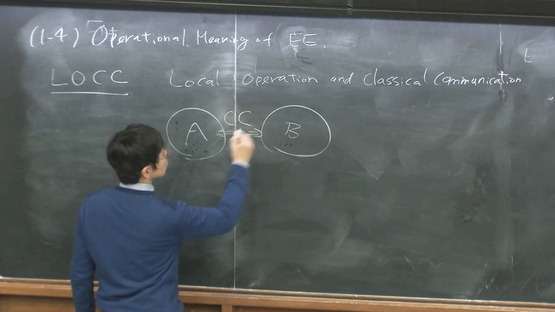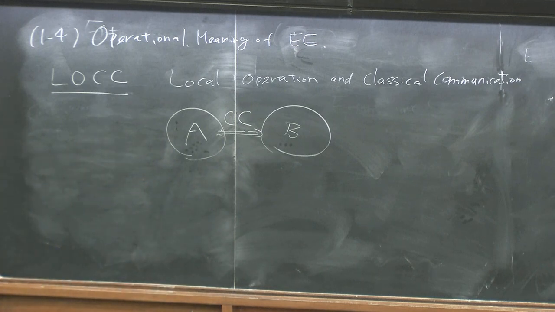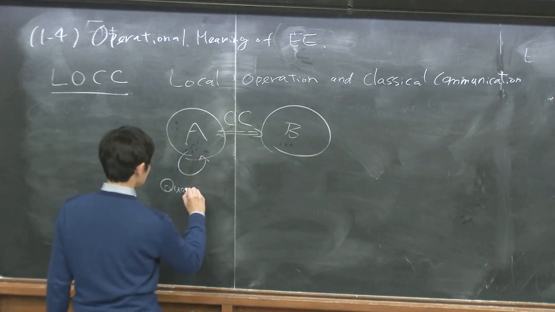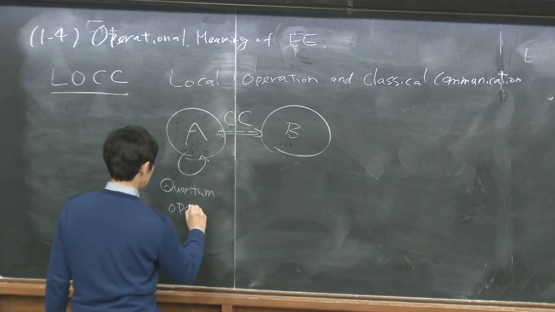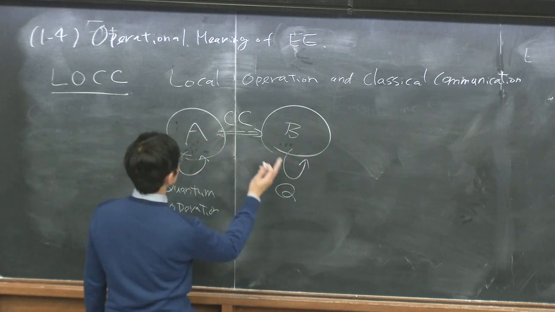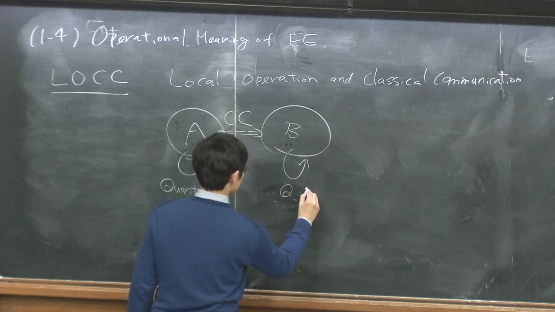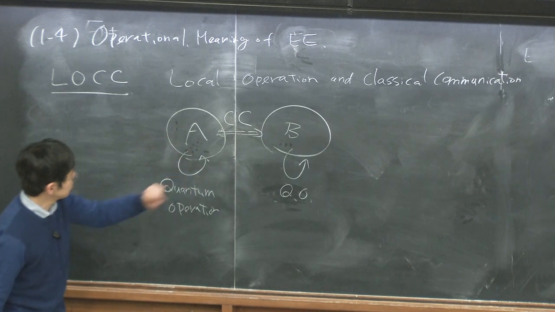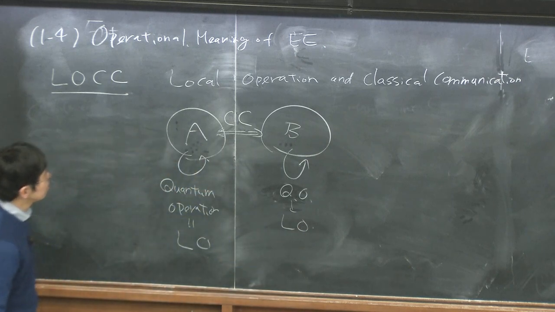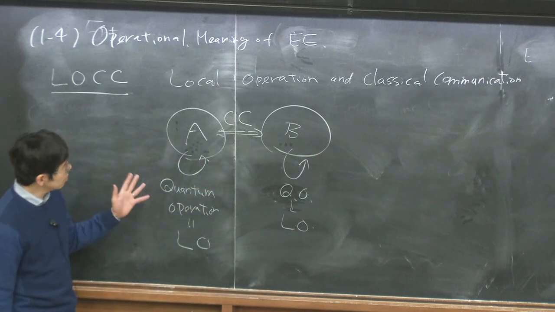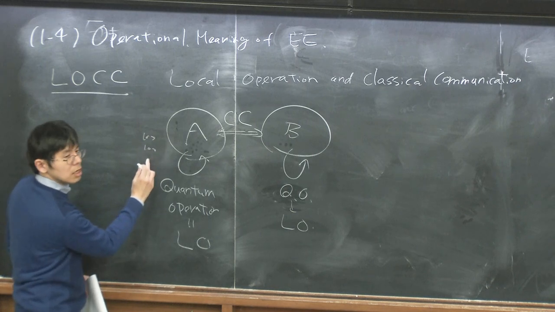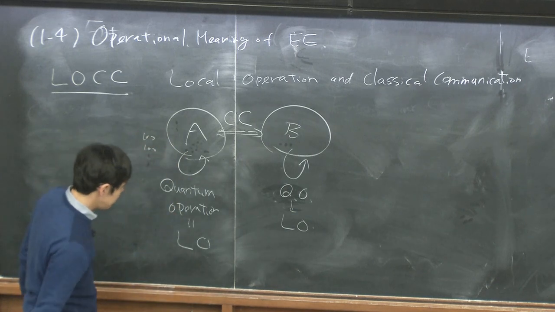Classical communication means just sending information in terms of classical bits. But we can do quantum operations in A or B independently. Because we do it locally, this is called local operation. And this operation includes not only unitary transformation but also projection measurement. In other words, you can also add some extra qubits here and do some unitary transformation or measurement and so on.